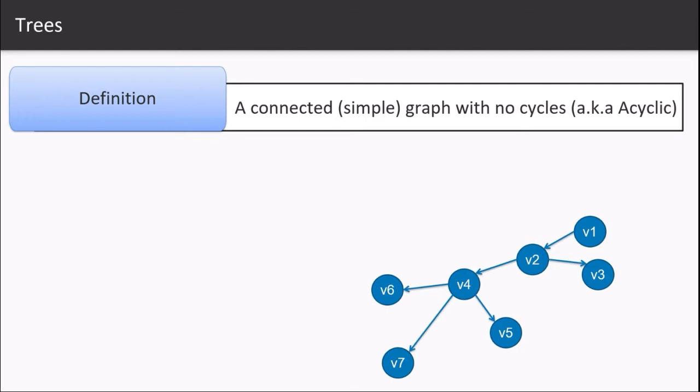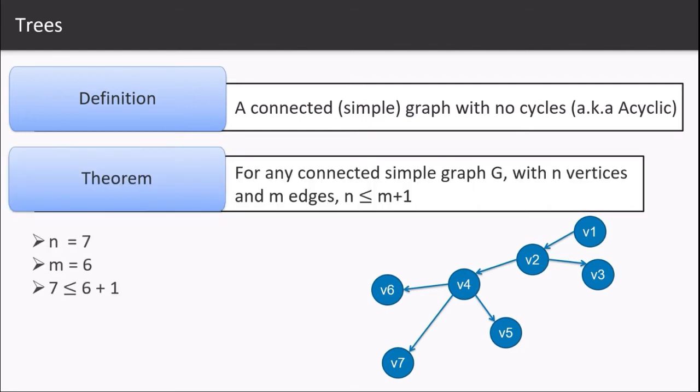A simple theorem for that is: for any connected simple graph G with n vertices and m edges, the total vertices will be either equal to or less than the total number of edges plus 1. In the given tree graph, total vertices equals 7, edges are 6, so 7 is equal to 6 plus 1. So a tree always has n is equal to m plus 1.